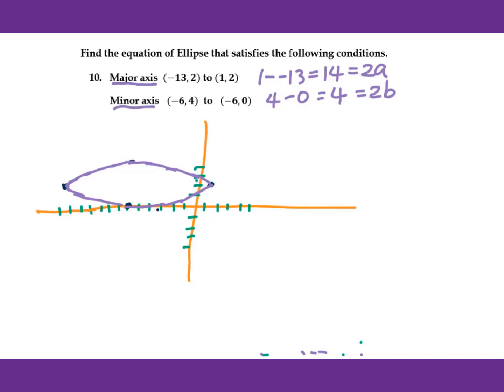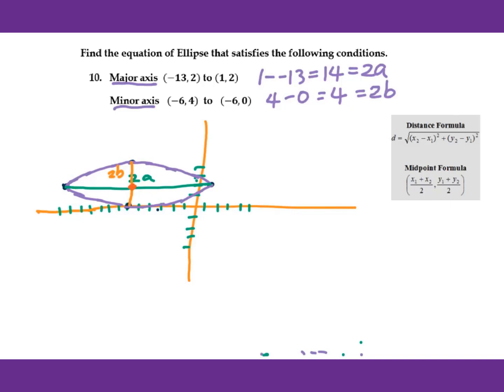We know the length of the major axis is 2a, and the length of the minor axis is 2b. That will be the center. According to the midpoint formula, I label x1, y1, x2, y2.